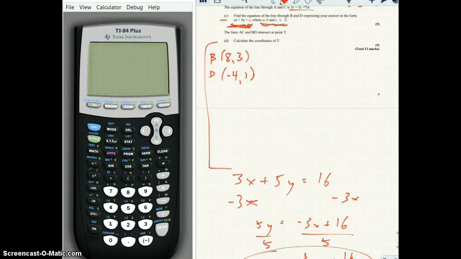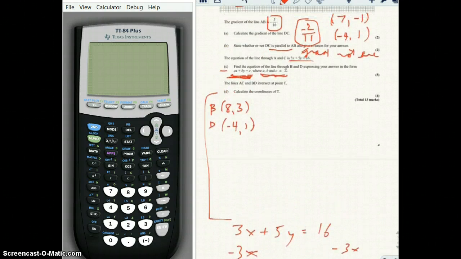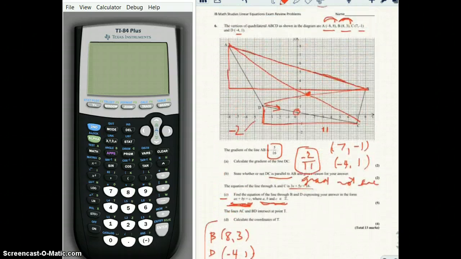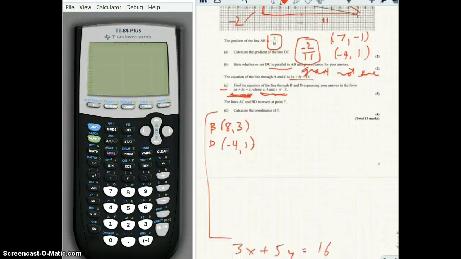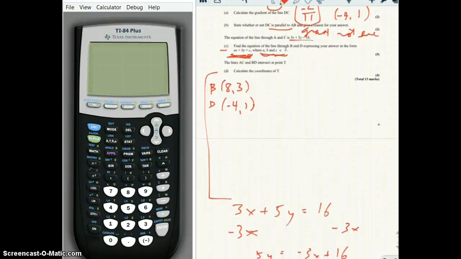Okay, so now we're gonna do number 6, part C. Find the equation of the line through B and D, expressing your answer in the form ax plus by equals c. So we always need to find first the gradient intercept form, and then we change it to the other form using algebra.